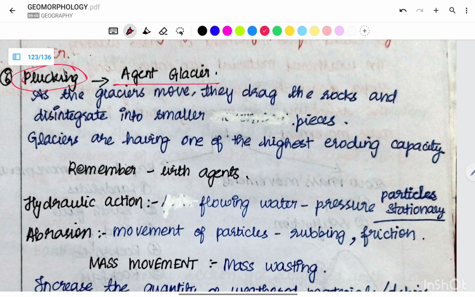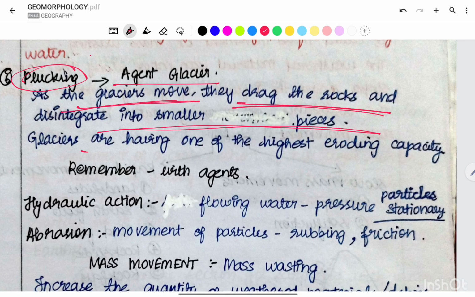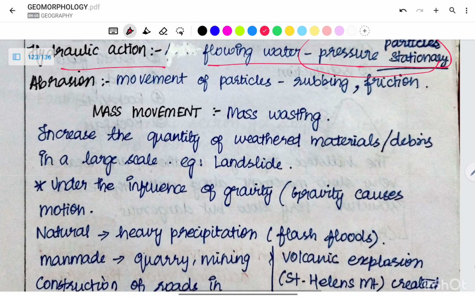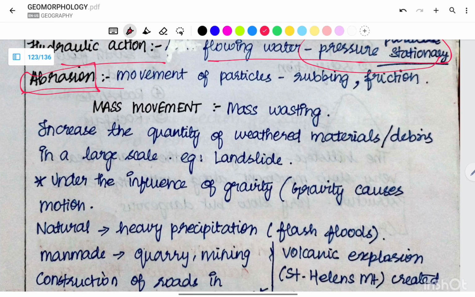Plucking is by the glaciers. As the glaciers move, they drag the rocks and disintegrate them into smaller pieces. Glaciers have one of the highest eroding capacities. Hydraulic action is flowing water, with pressure on stationary particles. Abrasion is the movement of particles, rubbing and friction. So these are the erosion processes.